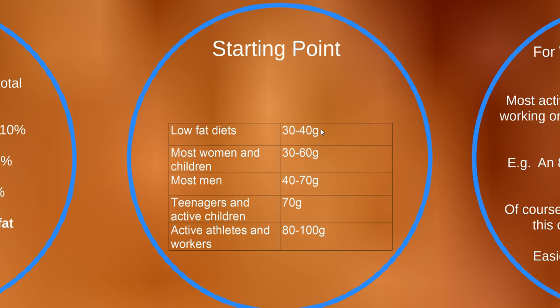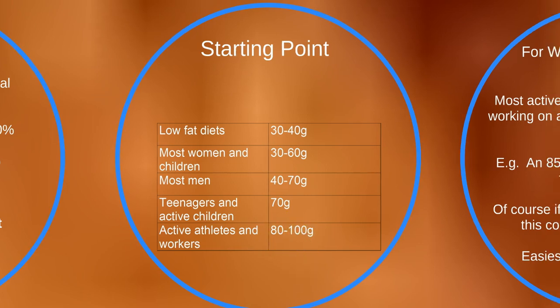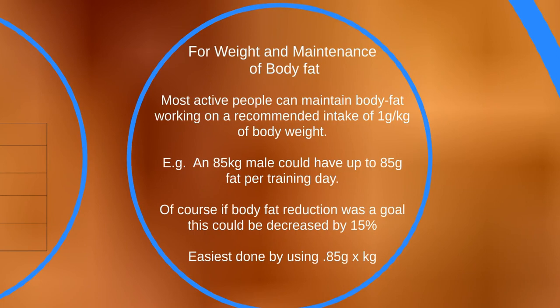Alright, so that's probably the only thing I'd pull out of this, but what you can see is that women typically need less than men, and that teenagers and active children can get away with a bit more because of their active, growing bodies. And then if you're a really active athlete or very active worker, you get even more again. But such a small range between 80 and 100 doesn't really take into account things like, what if it's a 52 kilo woman versus a 110 kilo man? That can't be the range. So I'm going to give you a better way of deciding.